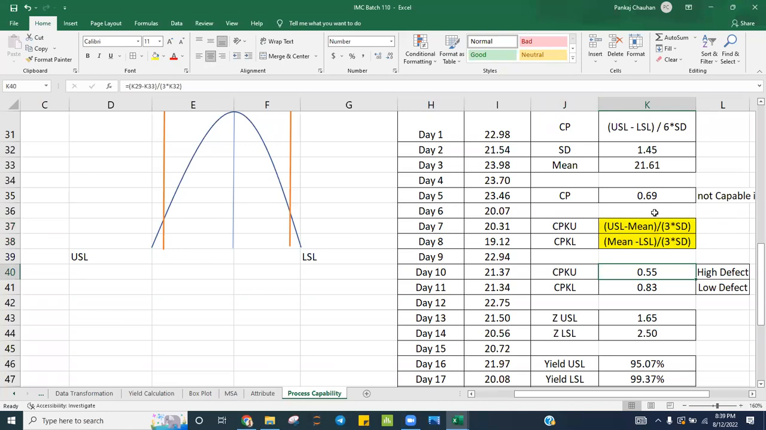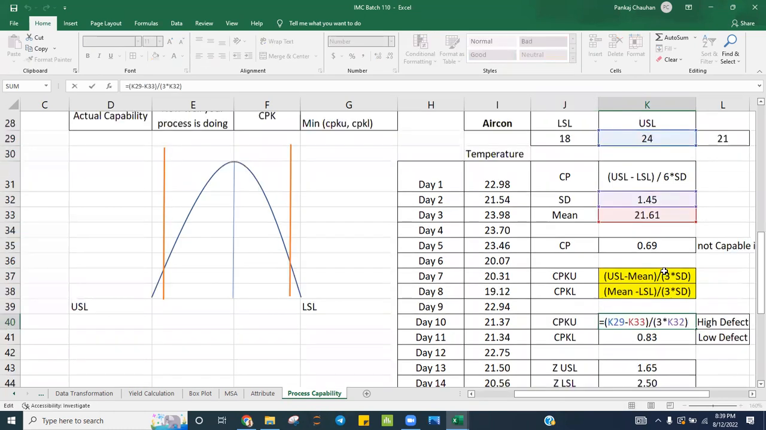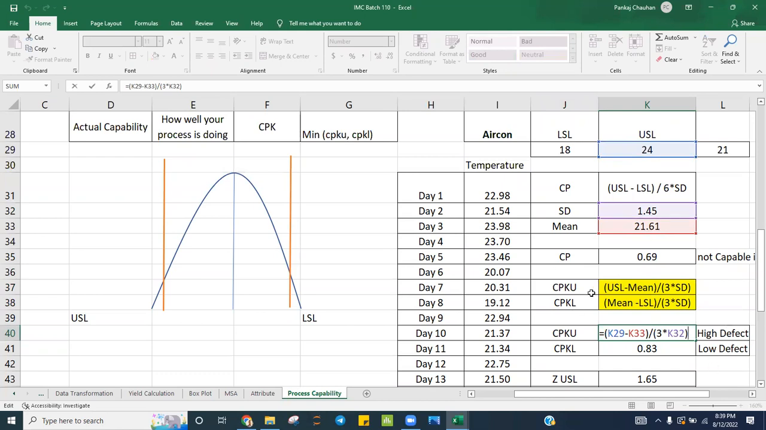So USL is 24, average is 21.16, divided by 3 times 1.45, which I am using exactly. I kept the formula here. I did not remove it. So all calculations, when you are repeating and practicing, you will very easily understand. Right? You can see 24 minus 21.16, 3 times 1.45, which is here. Right. Thank you. So that formula I'm using.